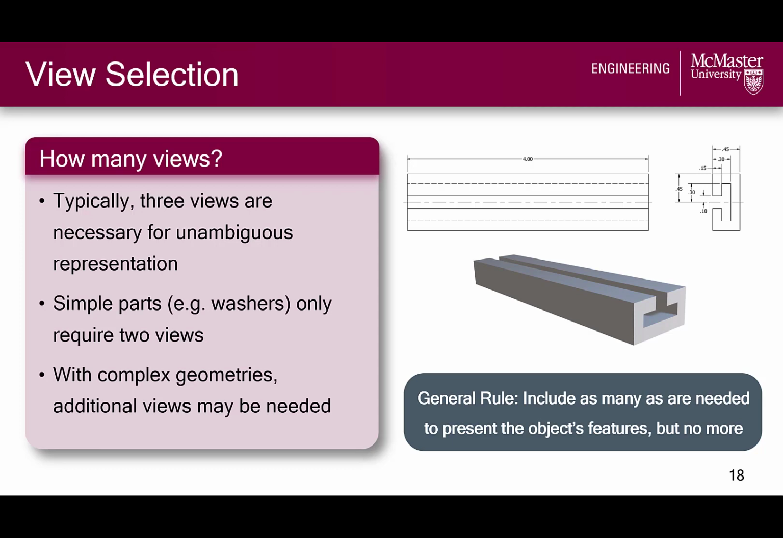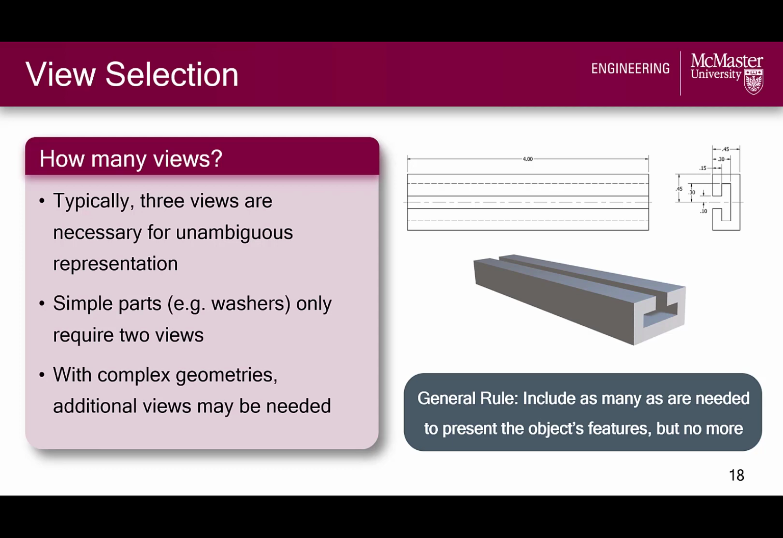This is true for simple parts like washers and bushings, as well as for this T-slotted bar to the right. In fact, we could probably include just a single T-slot profile, along with a note of the bar extrusion length, and that would be sufficient. In other cases, like for parts with much more complex geometries, additional views may be needed, which we will consider in further detail in the following video.